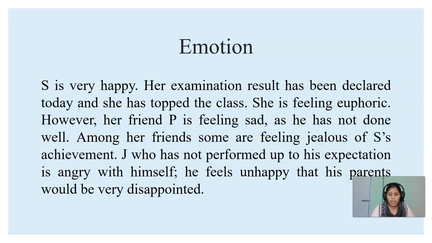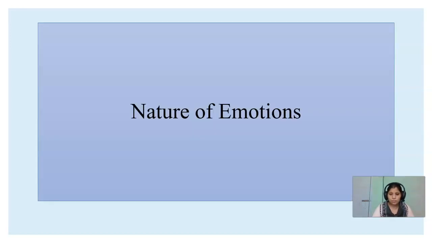Or someone failed to score as much as he expected, so the person is feeling sad. Some people are maybe jealous because of their friends' achievement. So here we can see many emotions like anger, sadness, happiness. So these are different kinds of emotions.